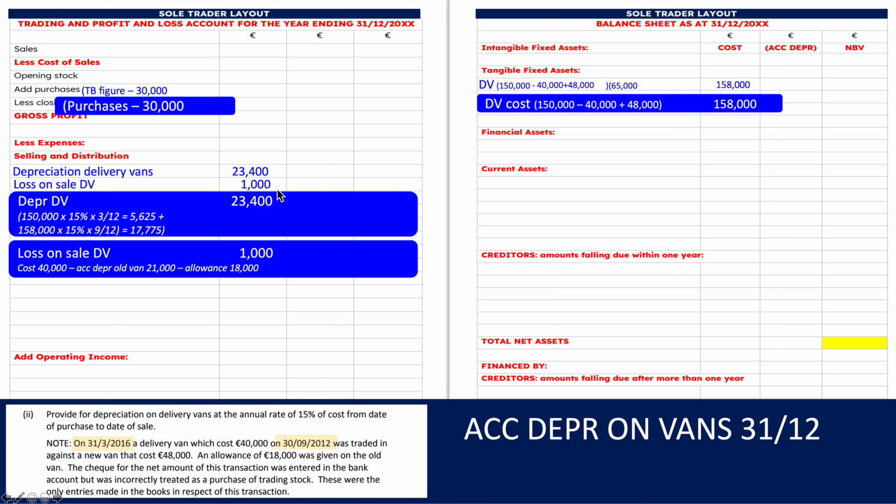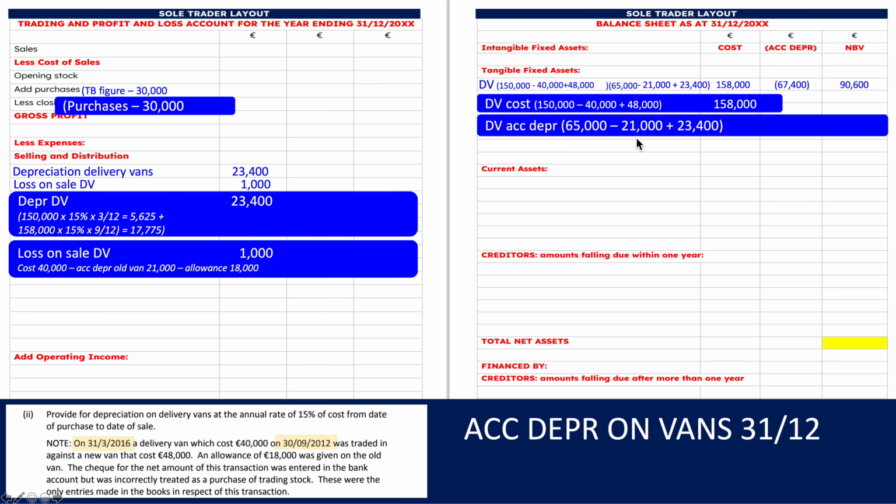Lastly then, we'll do the accumulated depreciation on vans at the end of the year. So as you know, there should be 3 figures here. We'll minus the depreciation on the sold van, which you see here, and we'll add the depreciation charge for the year. So altogether, we'll have a cost at the end of the year, 158,000. We'll have accumulated depreciation, 67,400, and we will have net book value, 90,600. So that's the 2017 question done.